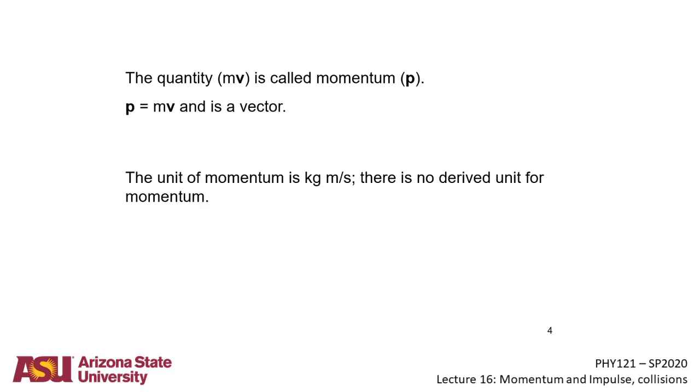Don't ask me why momentum is p. M was taken by mass already, so we need another variable. The unit of momentum is kilograms meters per second, which should be obvious because it's a mass times a velocity. There isn't a derived unit for momentum, so we don't have anything like joules that you have to keep track of.